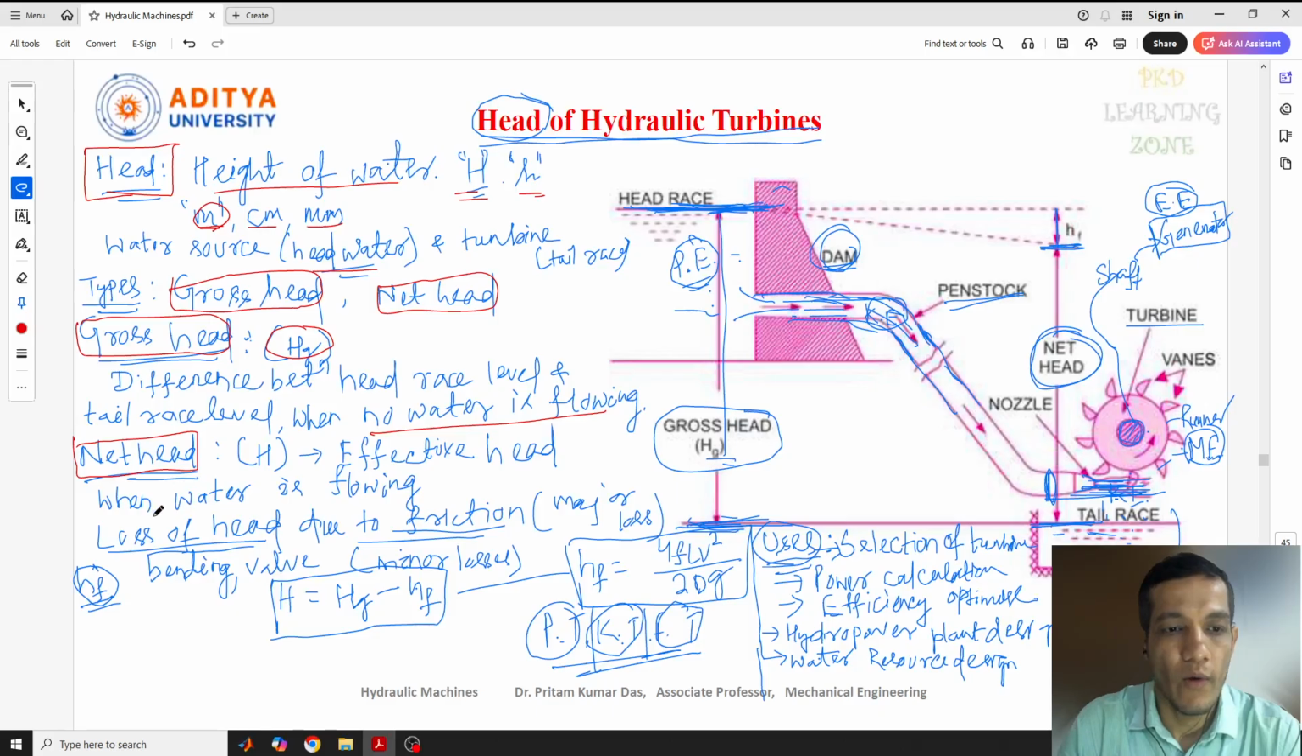And net head is considered when water is flowing, and that is the total head minus the losses which happen between the headrace and the turbine inlet. So these are the losses we need to consider. And these are some application uses, and this is the head loss formula.